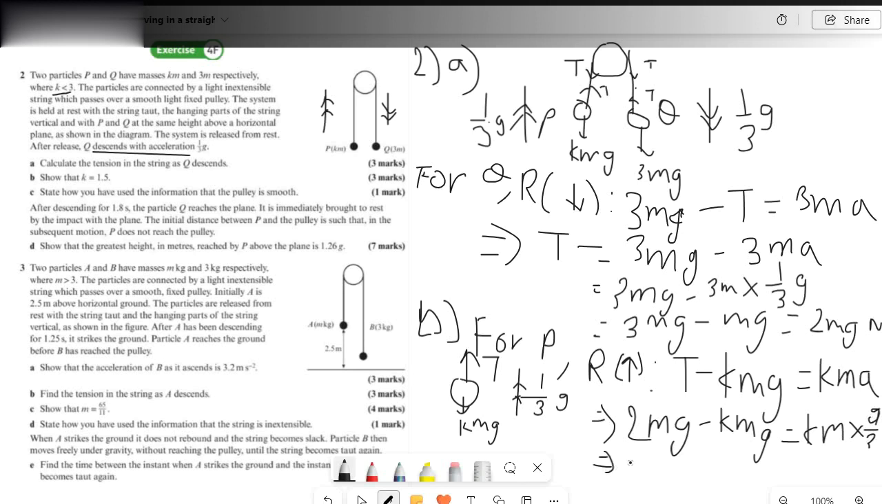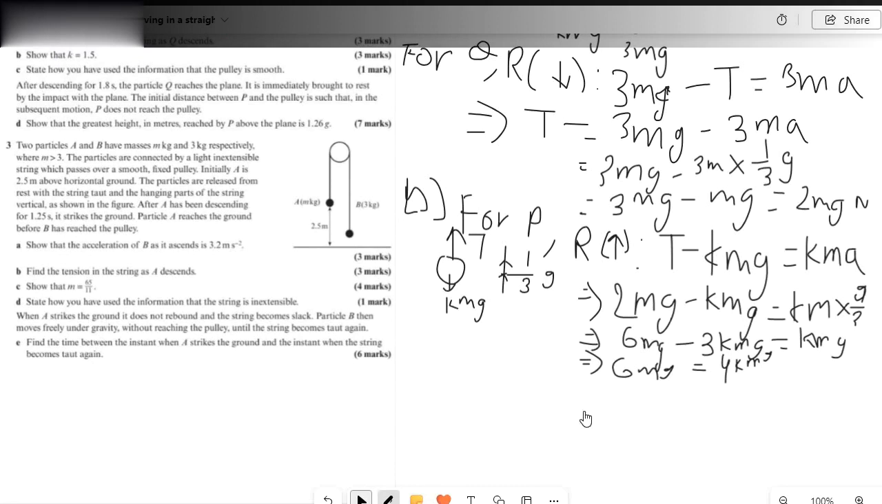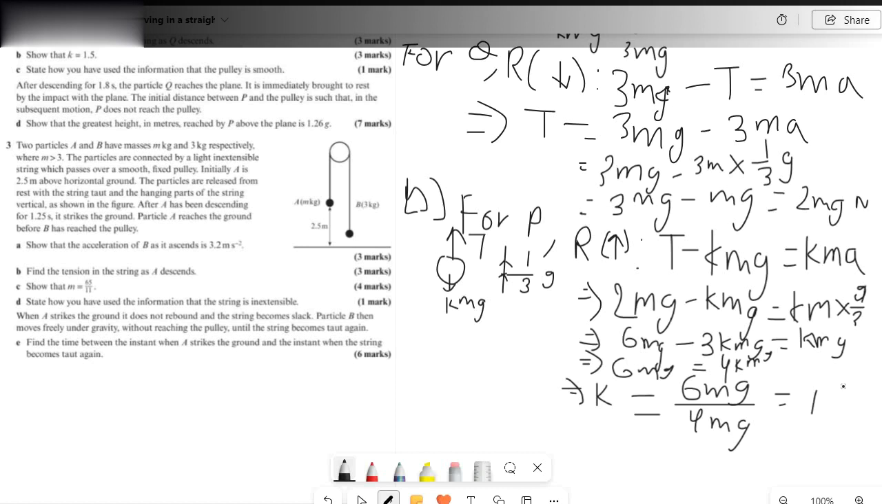Multiplying both sides by 3, we get 6mg minus 3kmg is equal to kmg. So, making k the subject, we get 6mg is equal to 4kmg. Simplifying, k is equal to 6mg divided by 4mg, and this is 1.5.